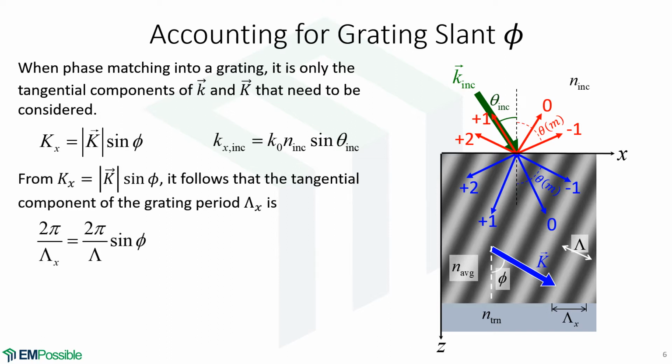The next thing, we would like to consider this in terms of the grating period. So we'll take this first equation, and we know that the tangential component of the grating vector has to be 2 pi over the tangential component of our grating period. The magnitude of our grating vector is 2 pi divided by the period and times sine. So the equation we've written here in terms of the grating period is the same condition as for the tangential component of the grating vector. Now we can cross off our 2 pi's and we can solve for lambda x. And now we have an expression for lambda x in terms of the overall grating period and that slant angle.